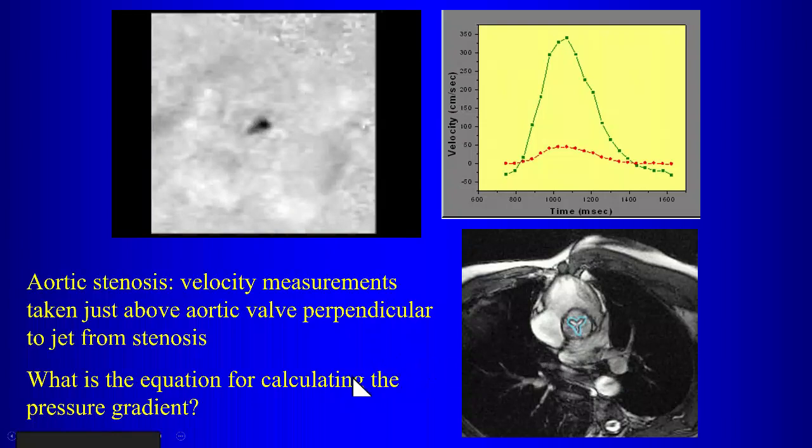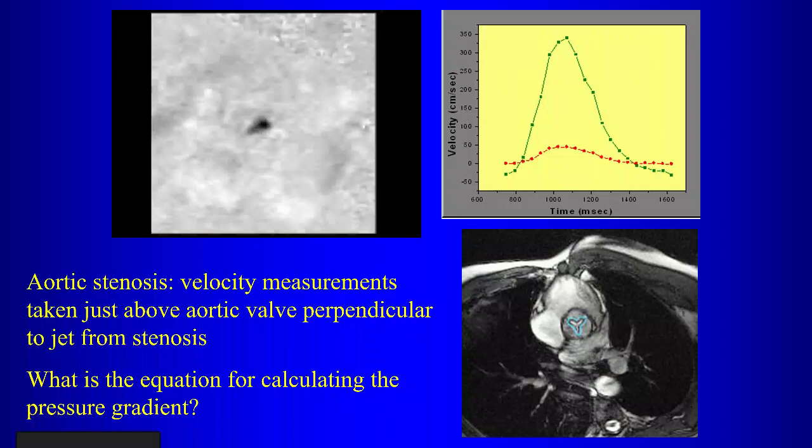What's the equation for calculating the pressure gradient? So this has come up on exams. So what is that equation? The modified Bernoulli equation, what is it? The peak gradient equals what? 4V squared. 4V squared. So the velocity has to be expressed in what units? Meters per second. So you have to express the velocity in meters per second.